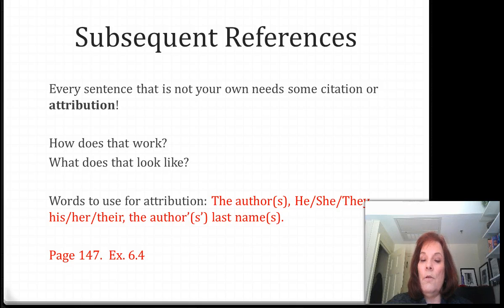If you can't figure out the author's gender, you cannot use just he as a generic. We don't have any generic singular pronoun. So you would have to say the author, or repeat the author's last name. It becomes a little bit more complicated. But you do need to give the pronoun, if you can, of the right gender.